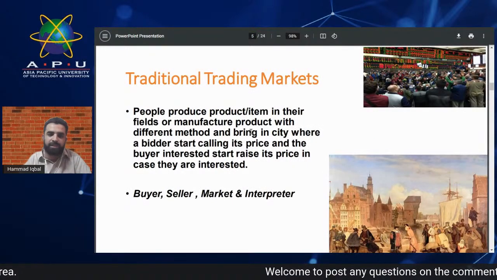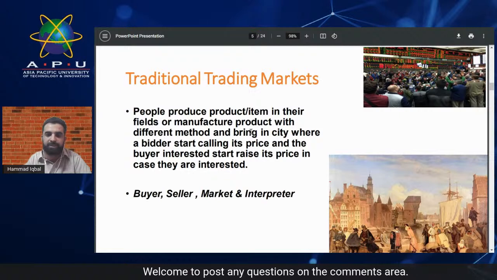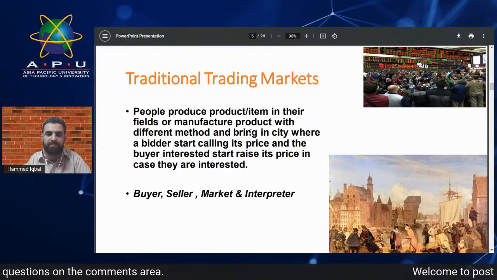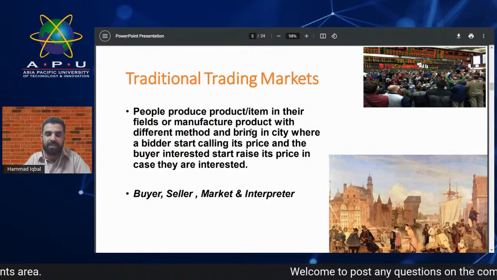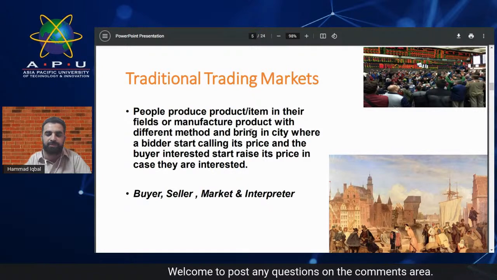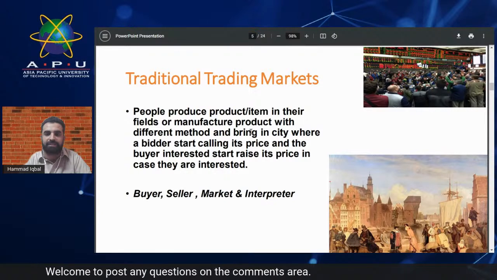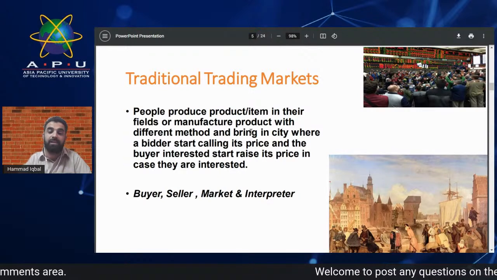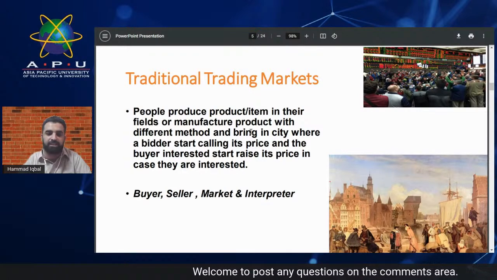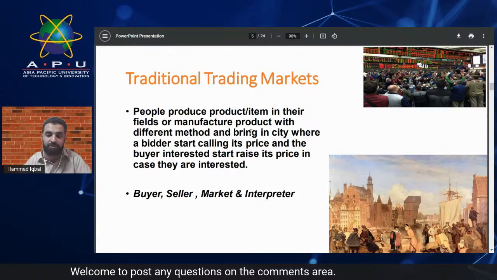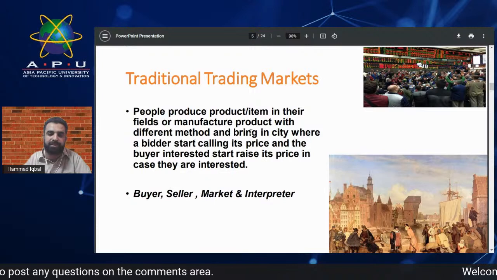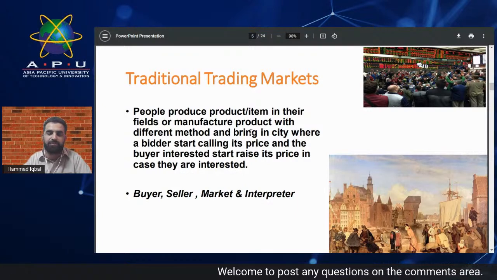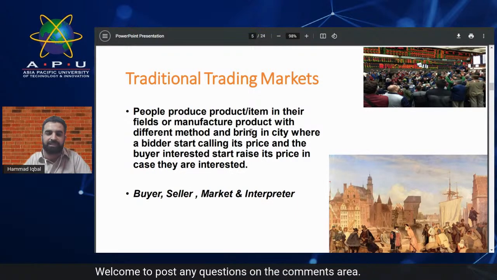So in our traditional market, people bring their goods to big cities and go to the market to find out their product price, and they usually ask the concerned person from the market and tell him that they want to sell it, and then bidding starts in the morning or at a specific time when the market opens, and people come and buy the things. So here we identify that in our traditional market we required one interpreter, one marketplace, one buyer, and one seller. So that's what comes into play today in the technology world.